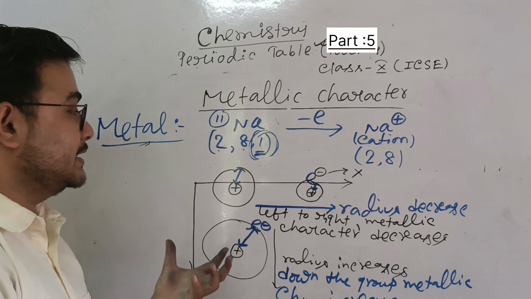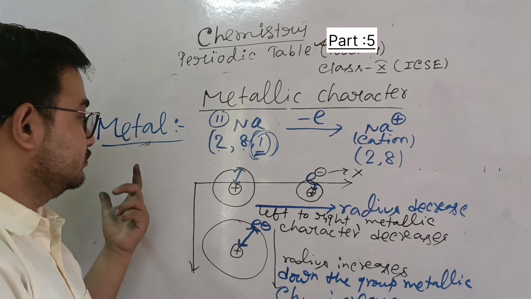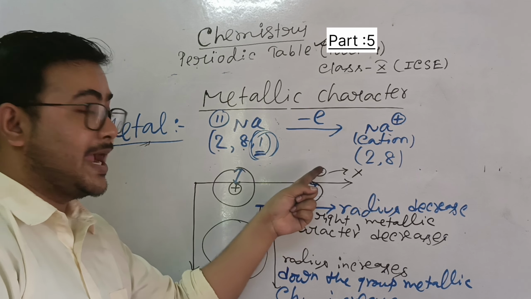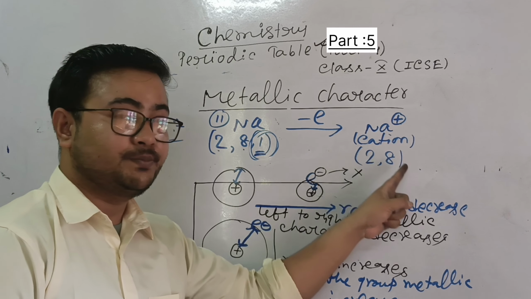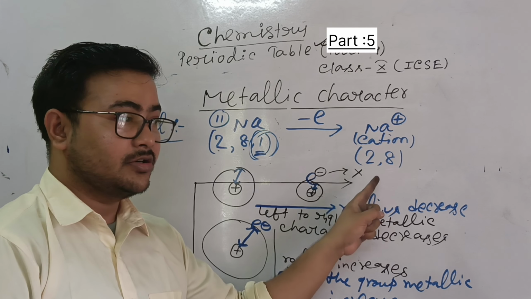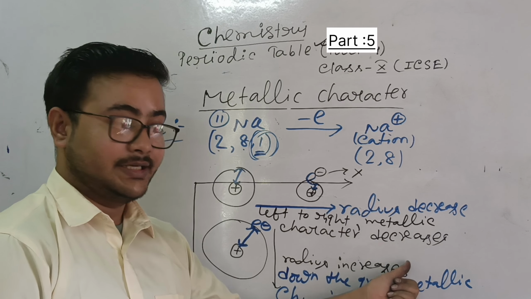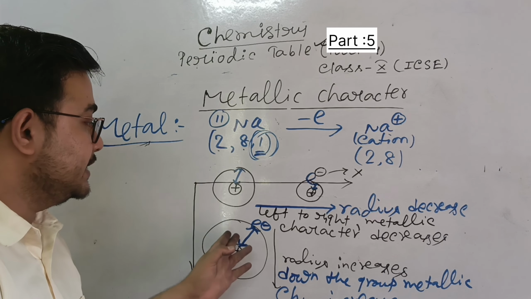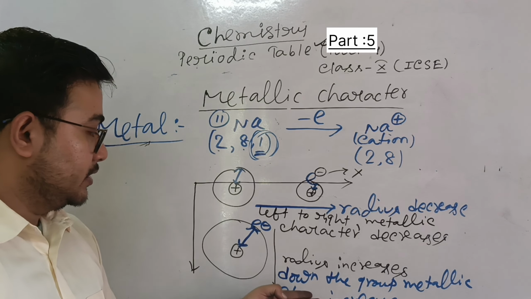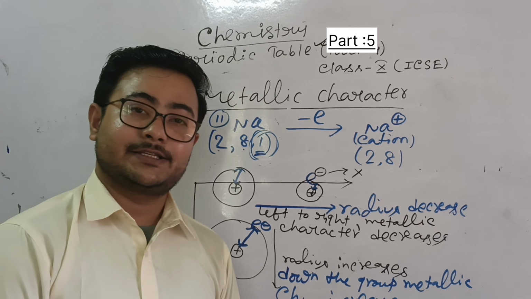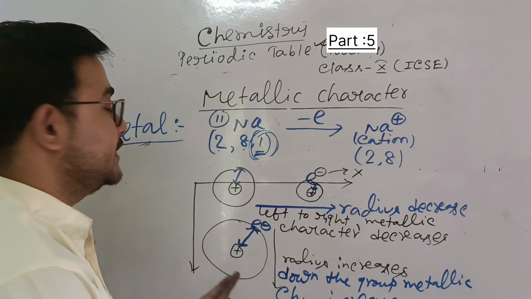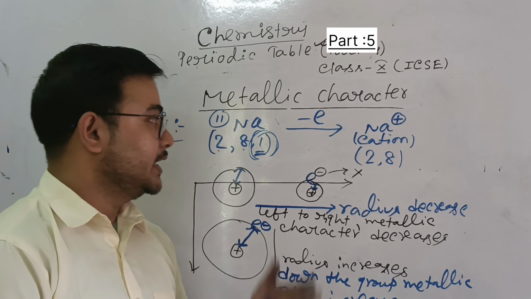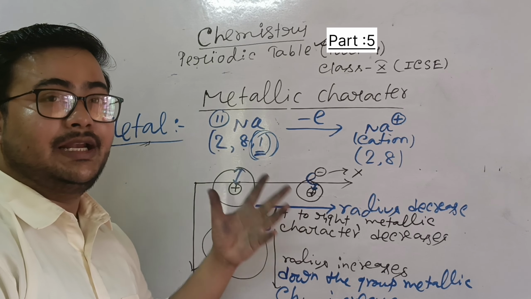If you understand the trends: left to right, radius decreases, attraction increases, we cannot take this electron, so metallic character decreases. As you move downwards, distance increases, less attraction, we can easily remove this electron, so metallic character increases. Okay, so we have already completed the concept given in Selena related to metallic character and atomic radius.